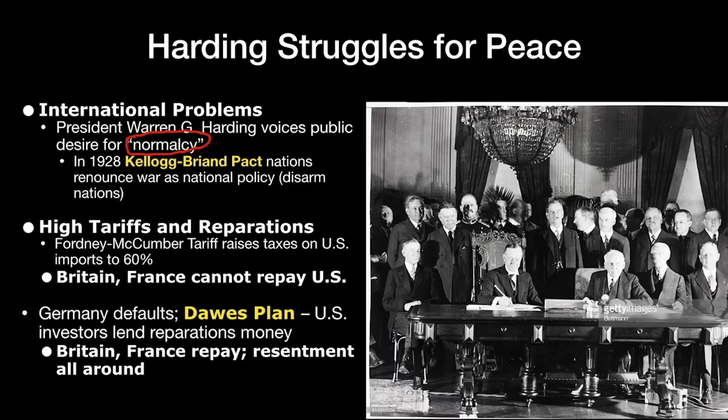Now, the first thing that he does is he comes up with the Kellogg-Briand Pact. What this does is this wants to take away war as a national policy. So if something happens, it's not our first step just to go right into aggressive negotiations or going into an actual war. So they want to have discussions. They want to have more of a diplomatic solution to things rather than jumping right into war. Okay, people wanted to disarm all of these different nations.